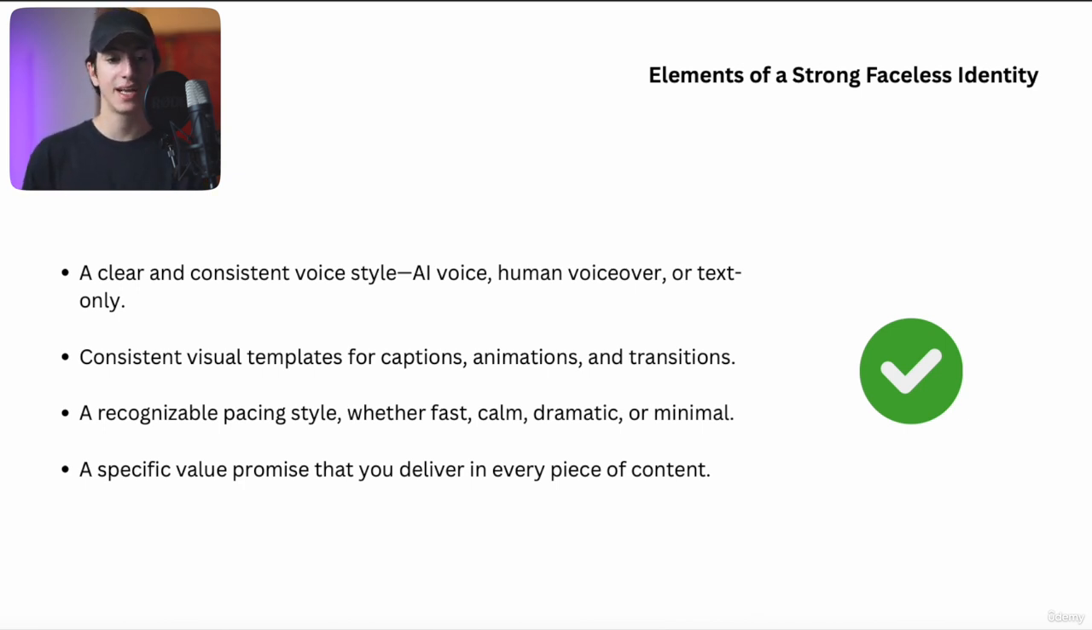The first one is a clear and consistent voice style. You can have, for example, a human voiceover, and that's a great way to add your personal touches to your content, even if it's faceless. You can still do voiceovers. And if you don't want to do voiceovers, or you have a small accent or you're not a huge fan of purchasing a microphone, you can still use AI voice or text only.